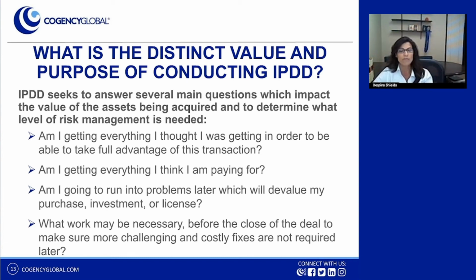What work may be necessary before the close of the deal to make sure these challenging and costly fixes are not required later? So it's important to provide this information on a moving forward basis to minimize any potential risks. On the flip side, if the entity is trying to maximize its value before going out and being acquired, they can demand top dollar or negotiate that because everything is in order and the IP that they're providing as an asset is free and clear of encumbrances. So it works on both sides depending on the side that you're on.